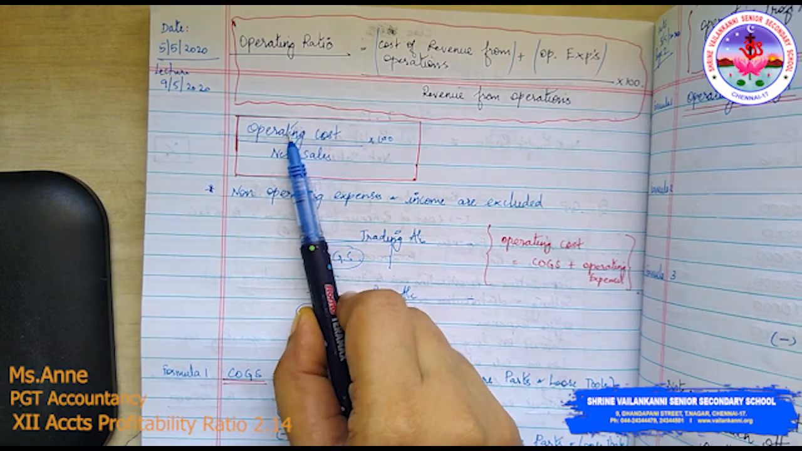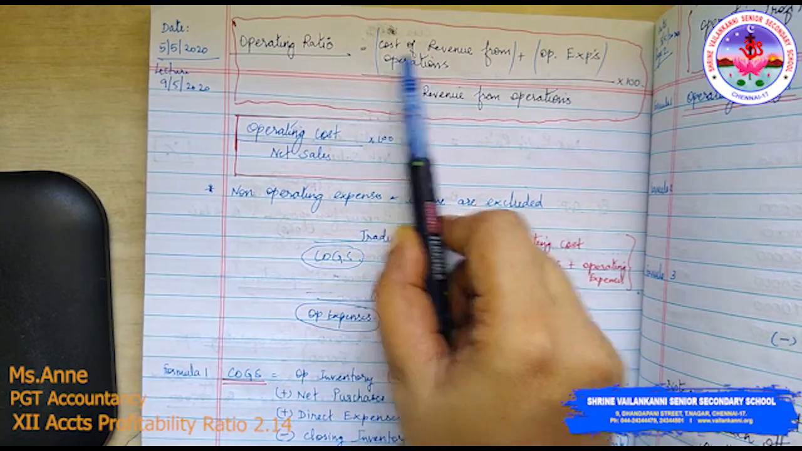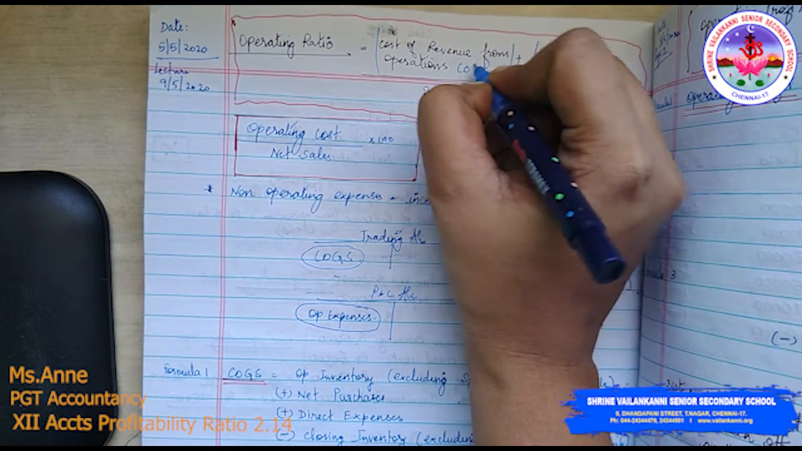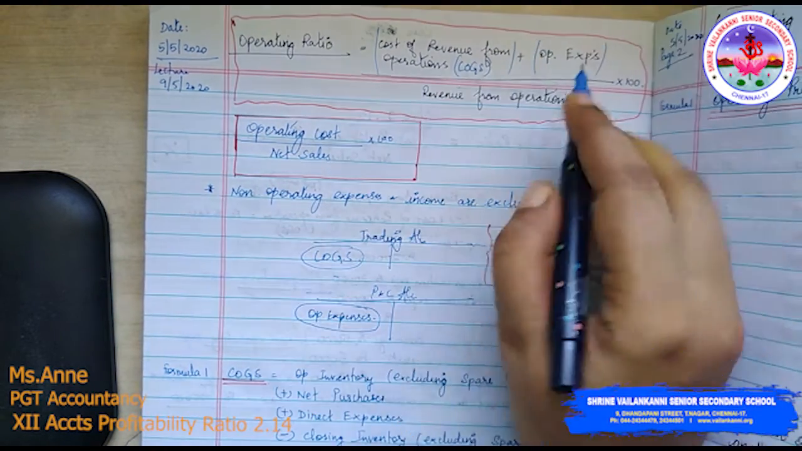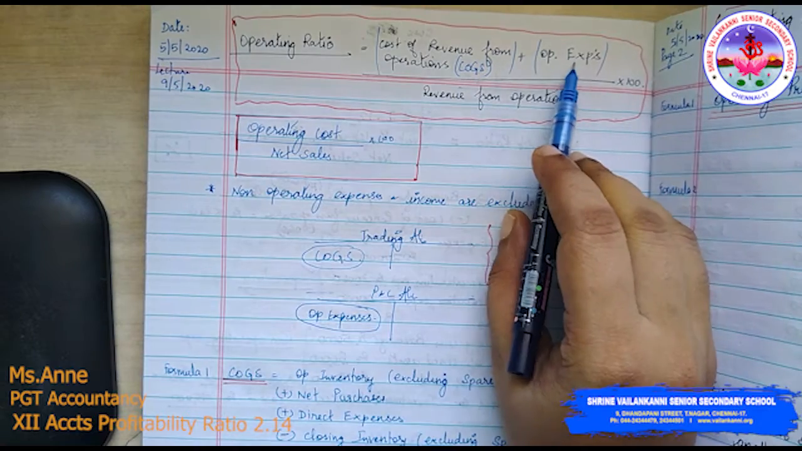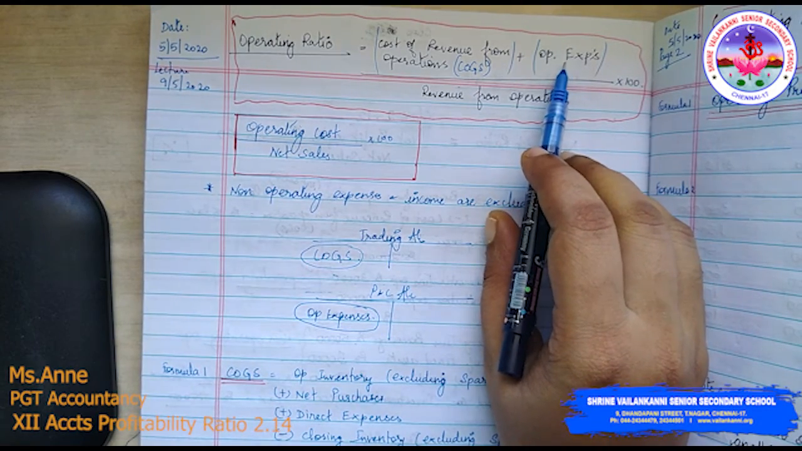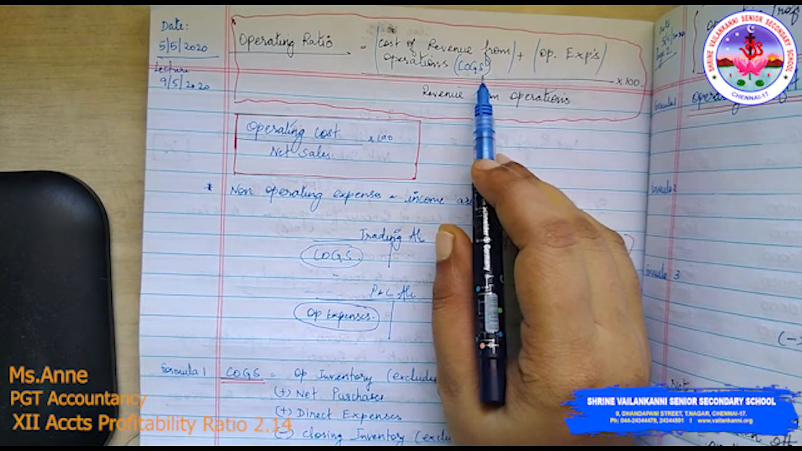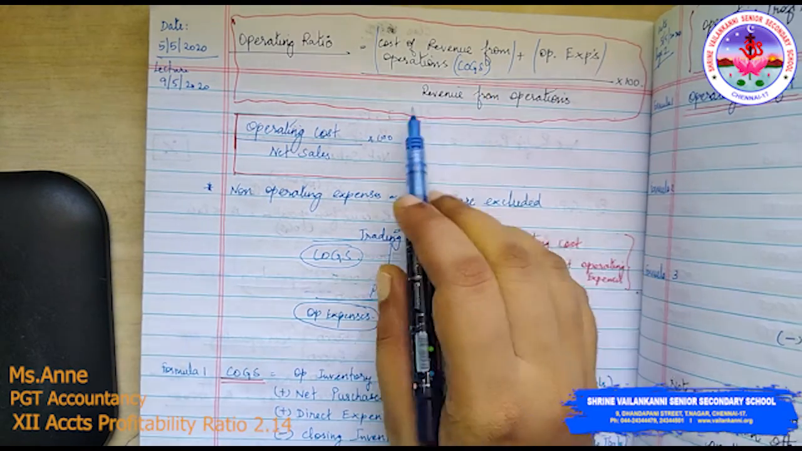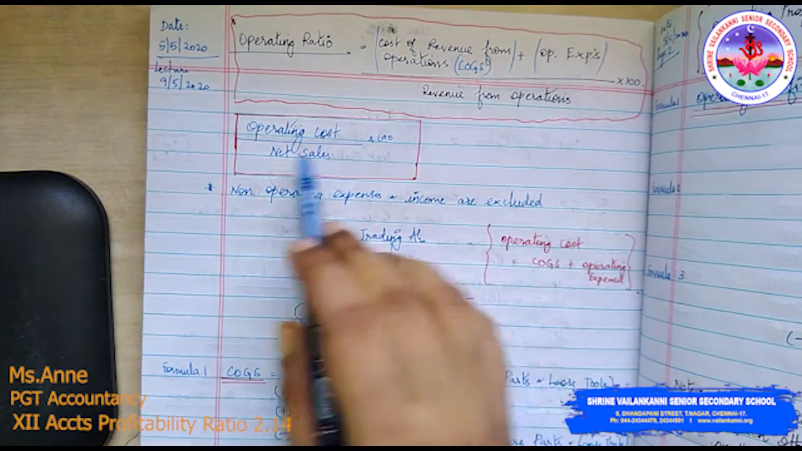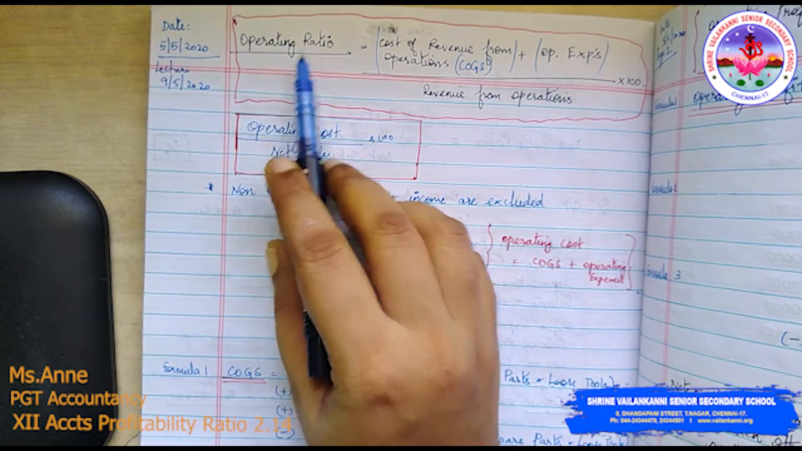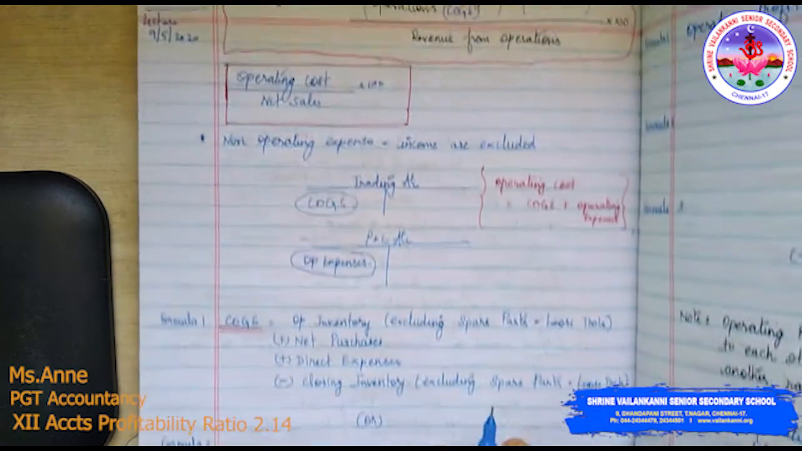So, what is operating cost? It is nothing but cost of revenue from operation. What is cost of revenue from operation? Cost of goods sold. Operating expenses are the expenses shown in your P&L account. Cost of goods sold is shown in your trading account. So the relationship between operating cost and net sales into 100 is nothing but your operating ratio.